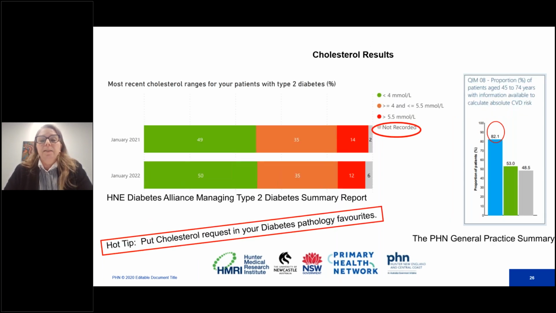So with cholesterol, similarly, you can see this practice has got about 80% recorded and a bit to go. This particular measure is about the cardiovascular disease risk information being in the file, whereas the diabetes report that you'd get through the Alliance is much more specific about type 2 diabetes patients and their cholesterol. So an idea might be to put cholesterol requests in your diabetes pathology favorites so that it's always collected if required in the timeframes.